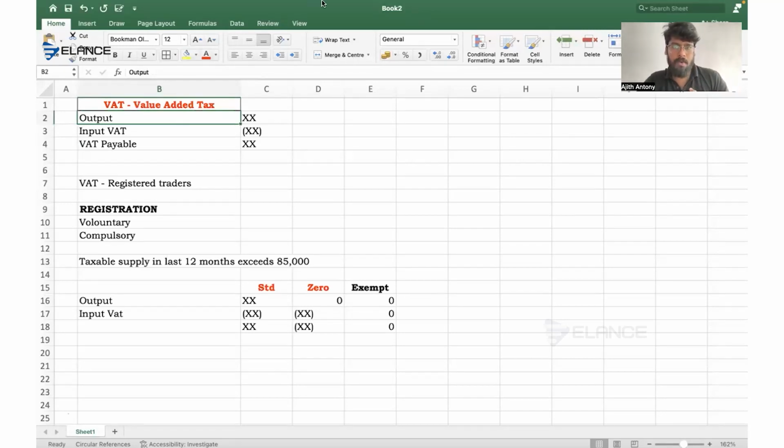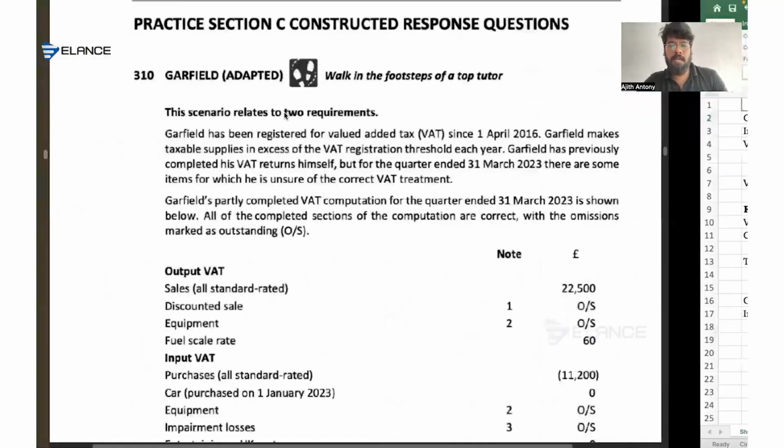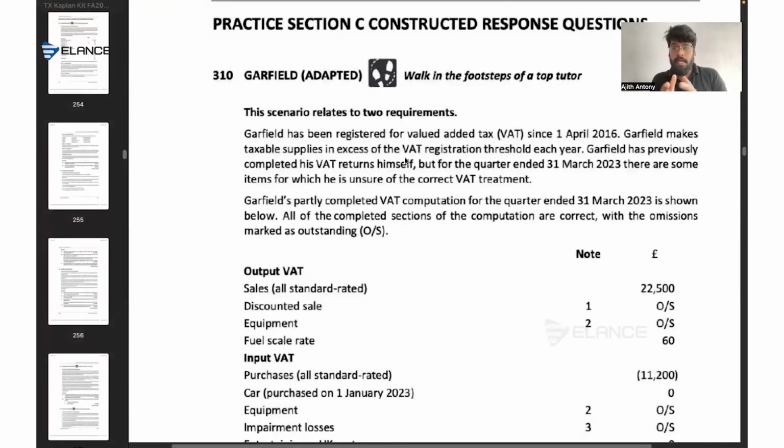Okay, so let us come to our scenario again. In between this scenario, we'll explain the whole things, every related topic, while doing this question. So here Garfield has been registered for VAT since 1st April 2016. So Garfield is already registered with the VAT.